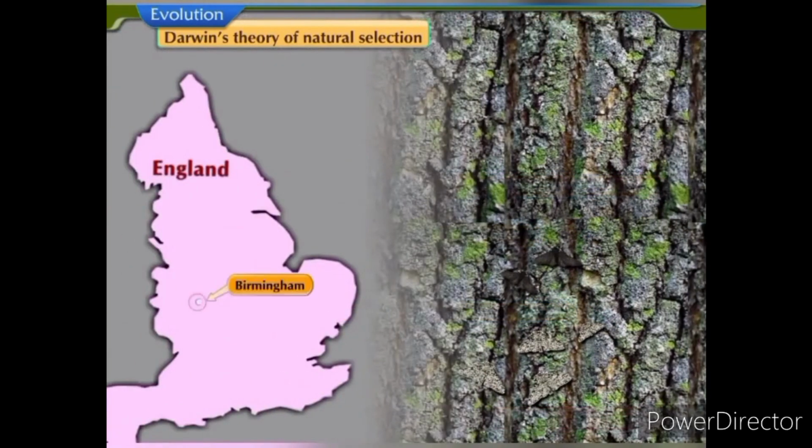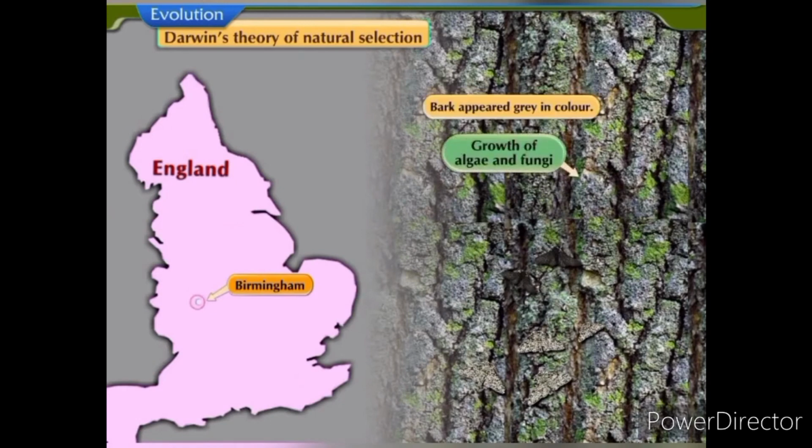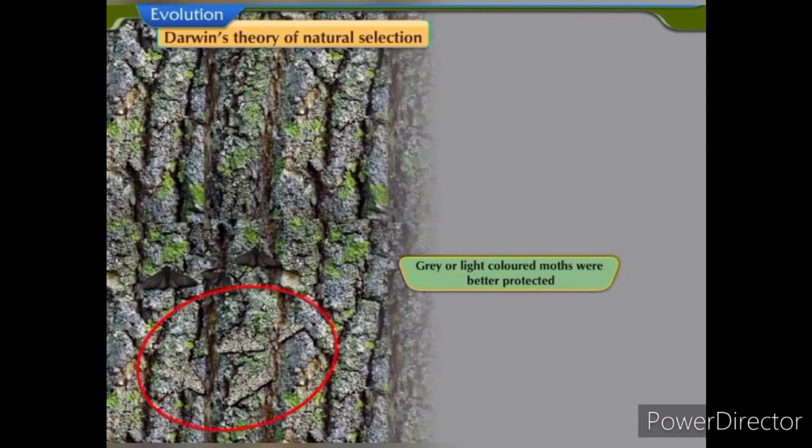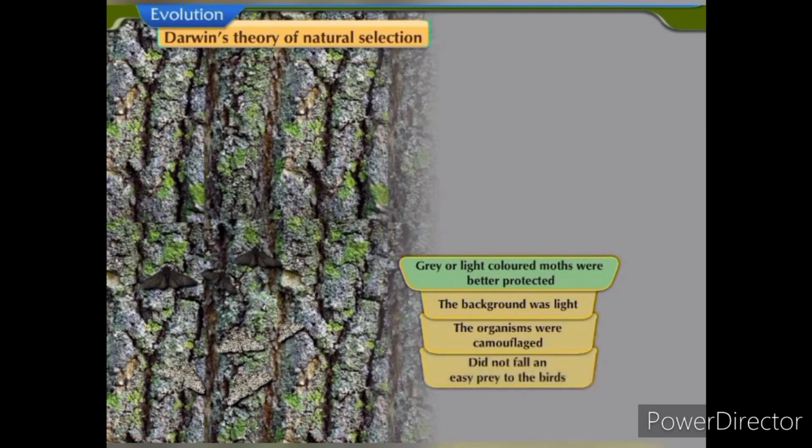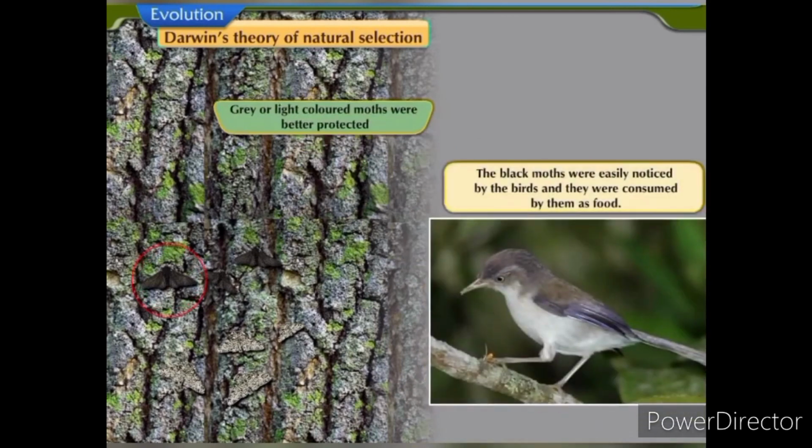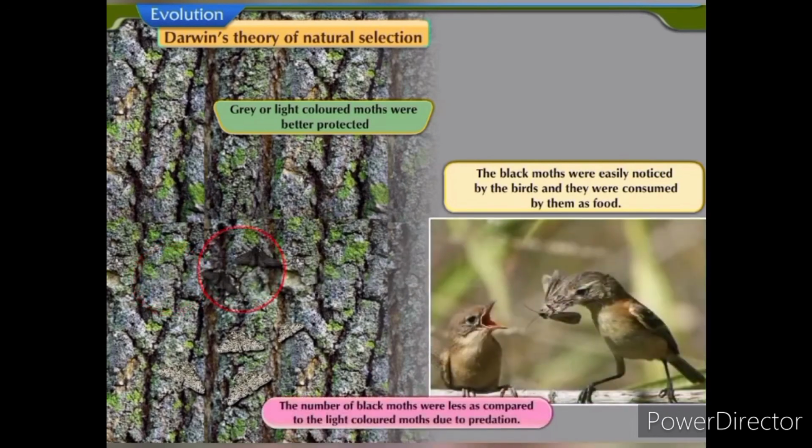The tree trunks in the Birmingham area had the growth of algae and fungi, and thus the bark appeared grey in color. The grey or light-colored moths were better protected because the background was light and the organisms were camouflaged and were not falling an easy prey to the birds. The black moths, however, were easily noticed by the birds and they were consumed by them as food. Their number was less due to predation as compared to light-colored moths.